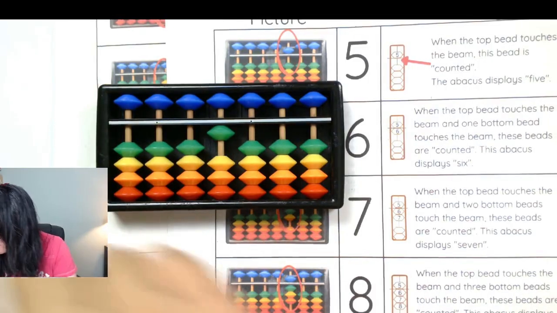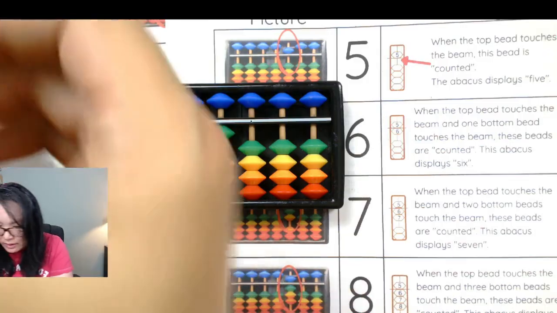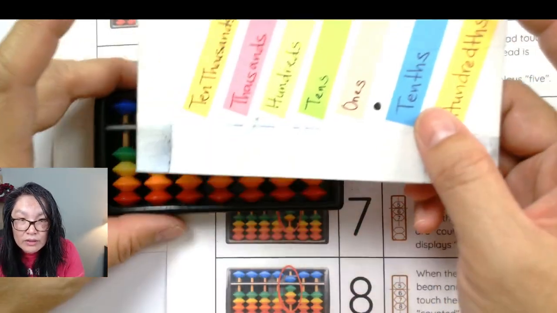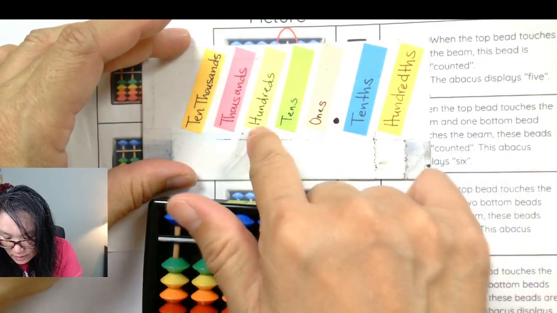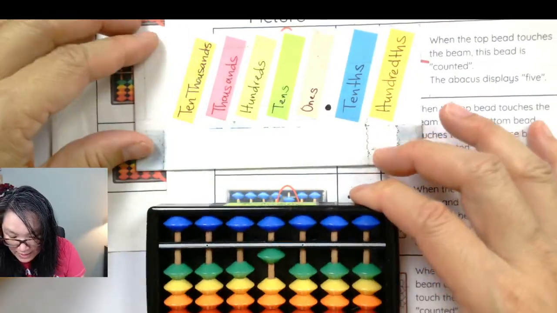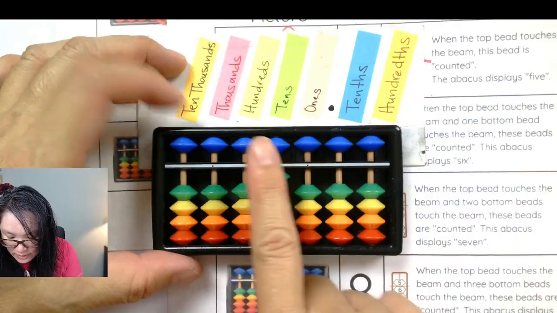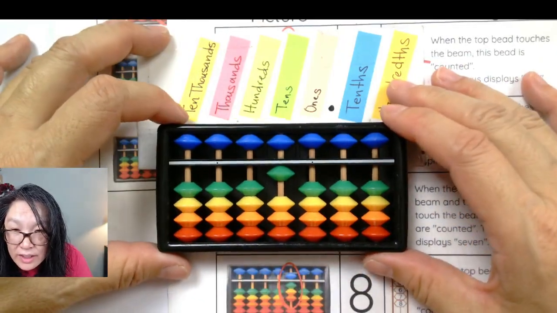And I gotta find my little label thingy. There we go. Even better. So we know how to read, right? We know how to read in abacus. We know how to read our numbers. We have our 1s, our 10s, our 100s, our 1000s, our 10,000s. When I line it up, just like that, this is our 1s, our 10s, our 100s, our 1000s, our 10,000s. So now it's easier to understand.